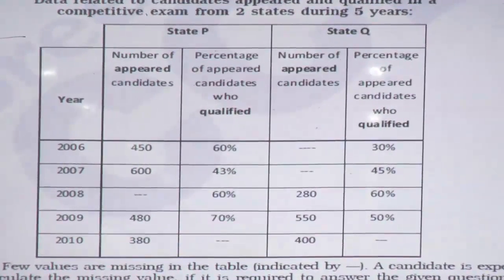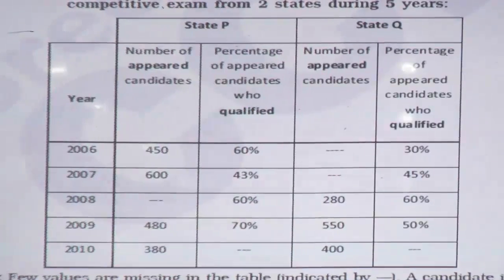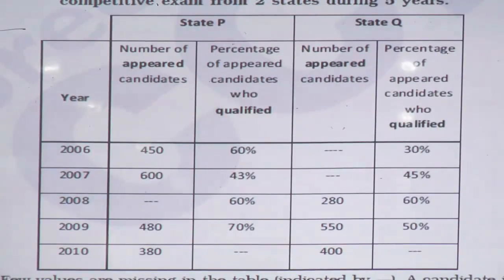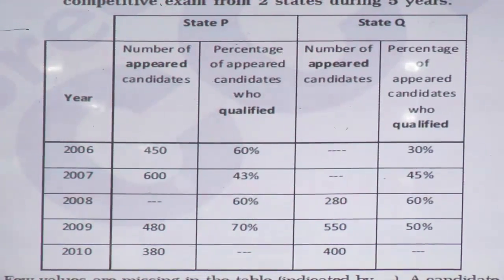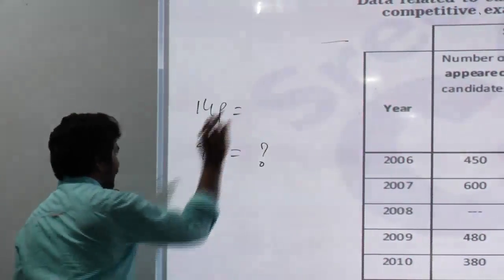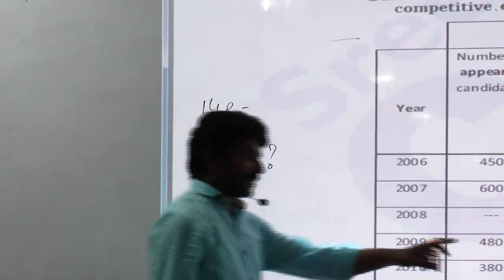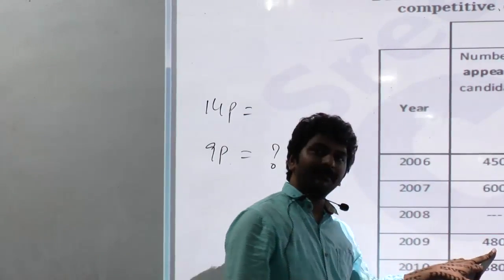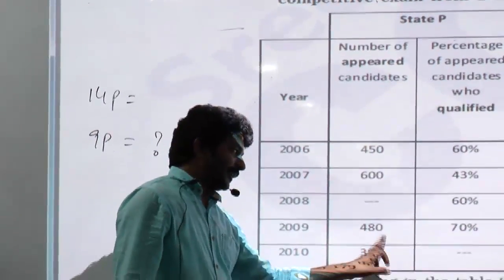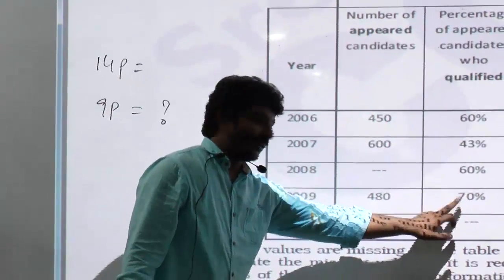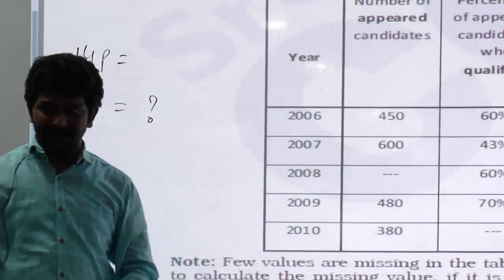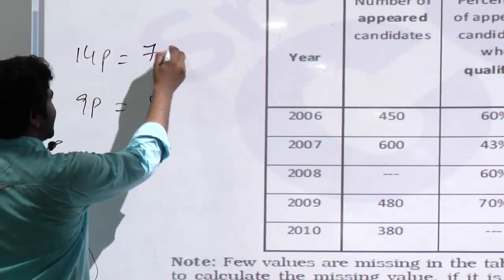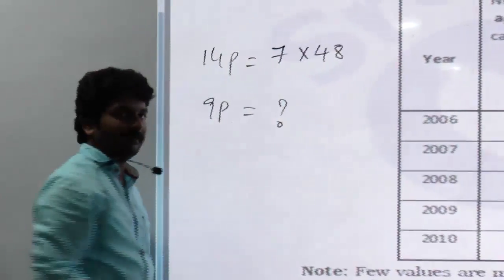Come on, 2009 to 2010, this is for state P. In 2009 that should be 14 parts, and in 2010 9 parts, and this is what you need to calculate, 9 parts. And how much percent is this? 70% of 480. Can I take this 0 to the right hand side? 700% of 48 will be 7 times of 48 only, right? So write the number as it is, 7 into 48.